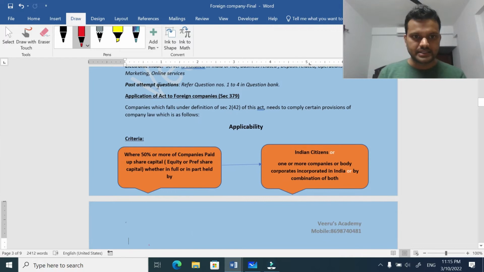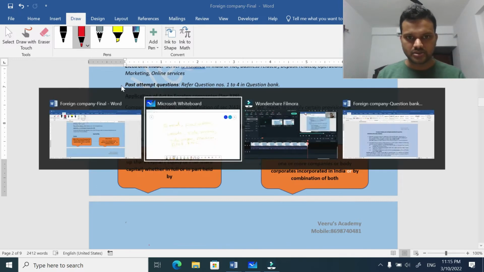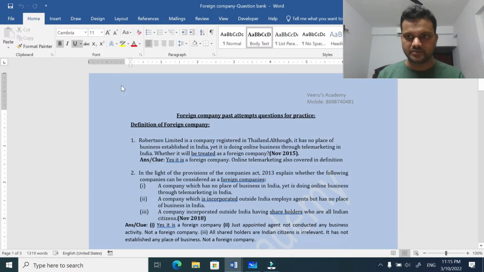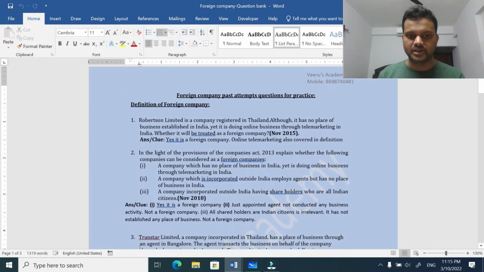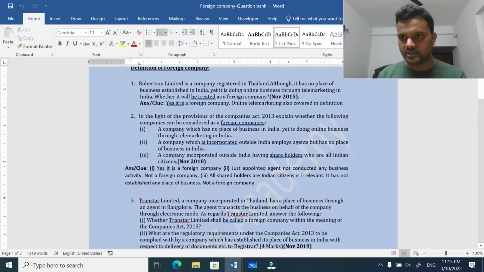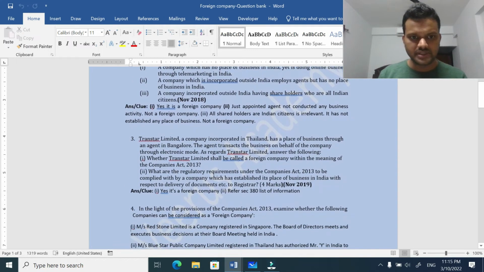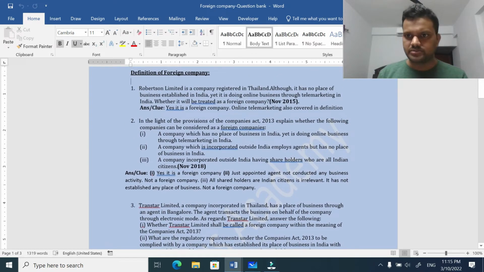Another thing is post attempt questions. For post attempt questions, refer to question number 1 to 4 in the question bank. The question bank is also provided with this material, available in the description. You can download it. Question number 1 to 4 is about the definition of a foreign company, and I have provided clues and answers here. We will solve one question from this, so that your concept will be very clear.